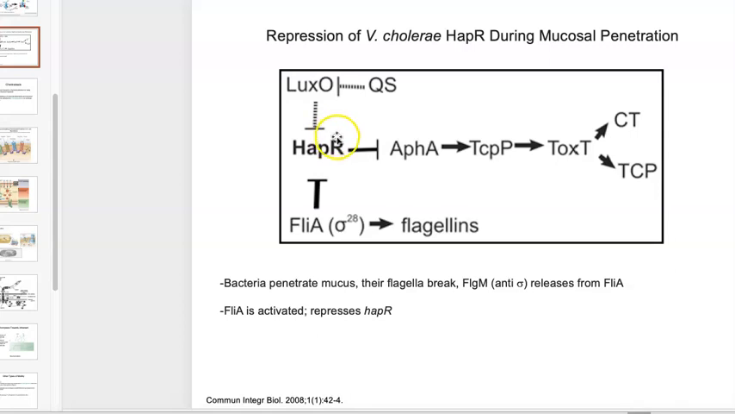That low cell density basically results in an activation of LuxO, which will block HapR. I should point out that HapR is a homologue of LitR in Vibrio fischeri. So this is Vibrio cholerae's version of LitR. But in this particular case, it controls virulence, whereas in fischeri, LitR primarily controls light.